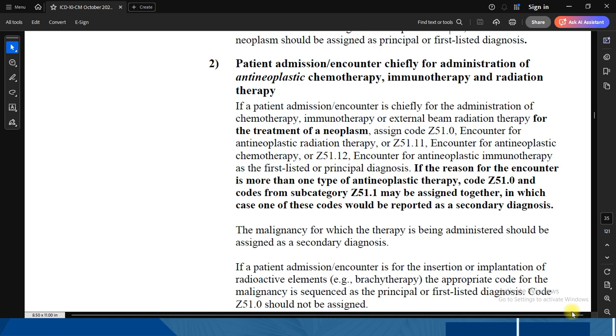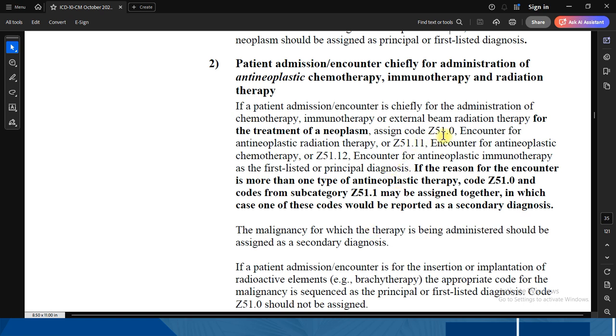Next one, how do you code if the patient's encounter is exclusively for antineoplastic chemotherapy, immunotherapy and radiation therapy? In this scenario, for example, the patient is having current breast cancer. The patient came in for antineoplastic radiation therapy or chemotherapy or any type of immunotherapy. At that time we need to code the therapy code as PDX as well as a secondary code as malignant neoplasm of the breast. So that is the guideline here.